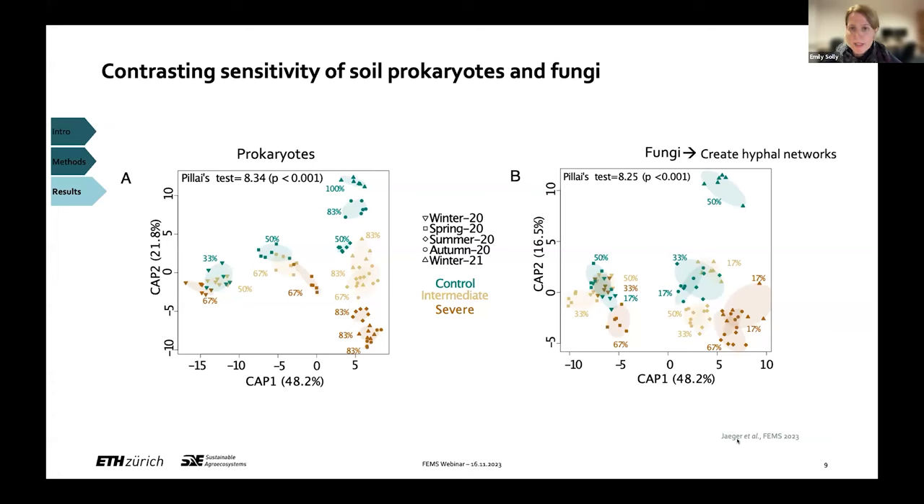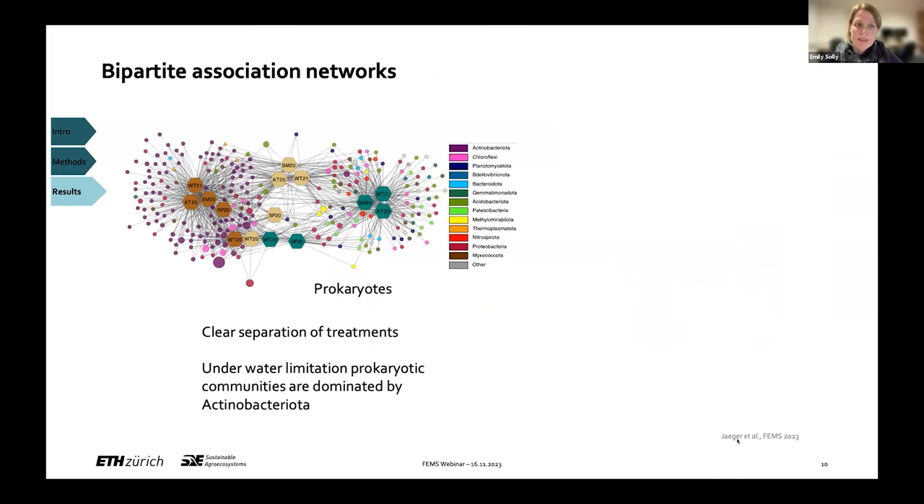And we relate this pattern mainly to the ability of fungi to create this large hyphal network to scavenge for nutrients and water over longer distances in the soil. Similar and supporting results were also obtained by the bipartite association network analysis that we did. Here you can see the graph of the network for the prokaryotic community. Basically, the network which I show is indicating the clustering of communities according to treatment, so irrigation treatment and sampling time. And you can see very nicely that there was a very clear separation of the treatments for the prokaryotic community.